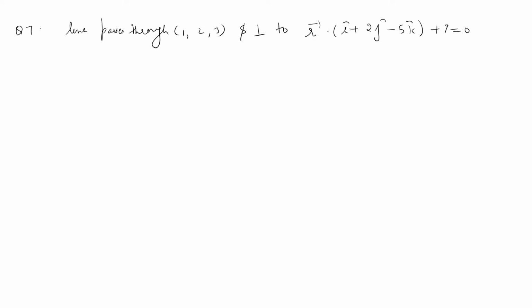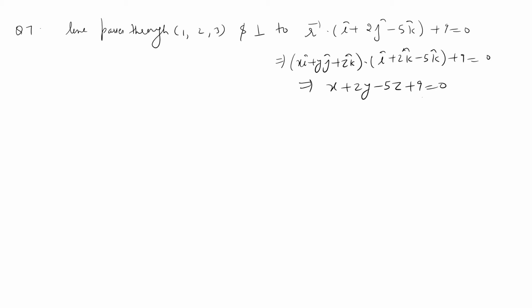So how will we frame its Cartesian equation? You just replace r by xi plus yj plus zk. So i plus 2j minus 5k plus 9 equal to 0. So we get x plus 2y minus 5z plus 9 equal to 0. So now the plane is turned into its Cartesian form. I could go for the vector form also or the Cartesian form, but let's consider the Cartesian form.